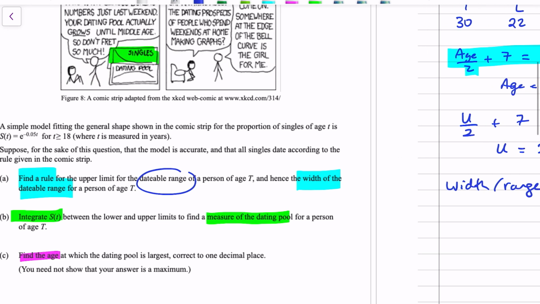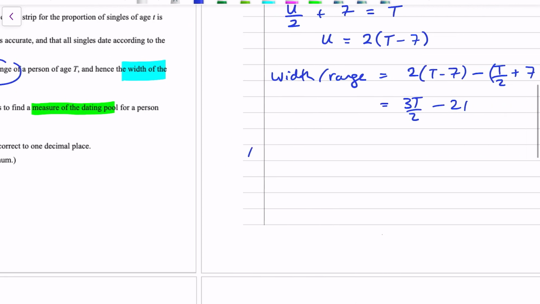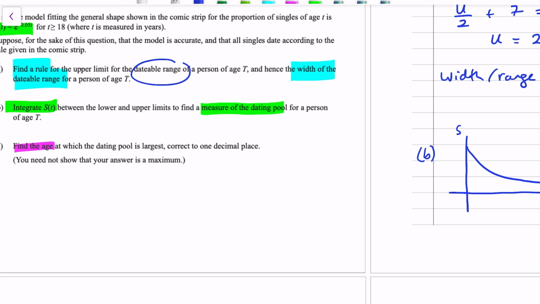Okay, second part, integrate the s of t function, which is the proportion of singles at some age t, integrate it between the lower and upper limits to find a measure of the dating pool. So what we're doing here, it's kind of in the graph, we've got the proportion of singles decreasing over time. We're only applying this rule for t greater than or equal to 18. I think that's just to ensure that this question isn't a creepy question.